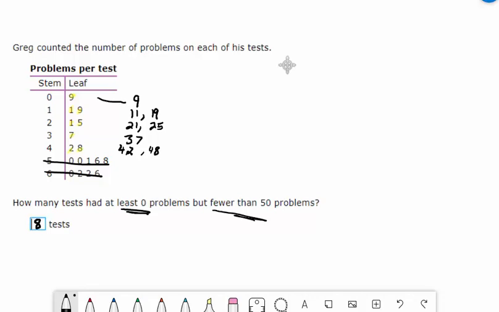So the first lesson today, you are understanding how the numbers work. The second lesson, you are going to be writing down, creating your own stem and leaf plots and answering some questions based on that data.